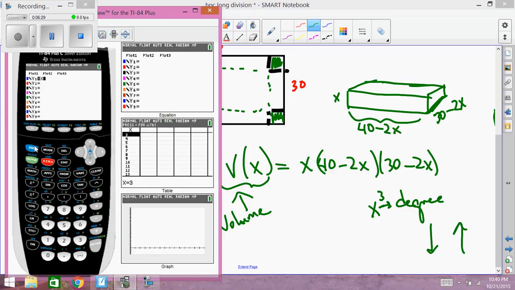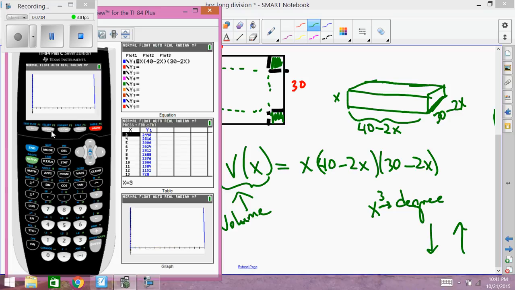So I have x times (40 minus 2x) times (30 minus 2x). Okay, I'm going to graph this. I'm pretty sure I know what's going to happen. I'm pretty sure I'm not going to see it in my window, and that's okay. I'm just going to have to adjust my window. You, of course, are not going to be tempted by Zoom Fit.